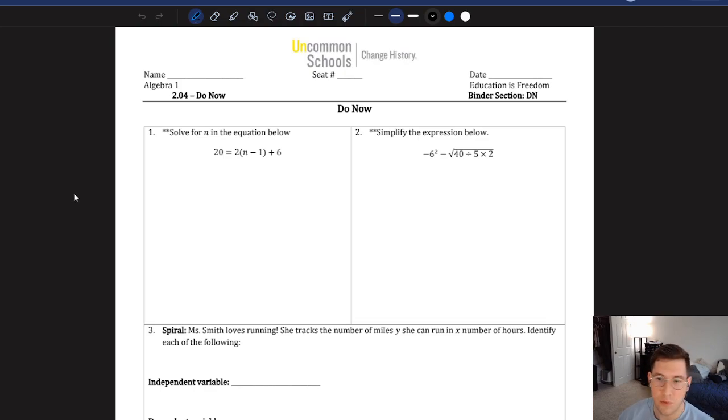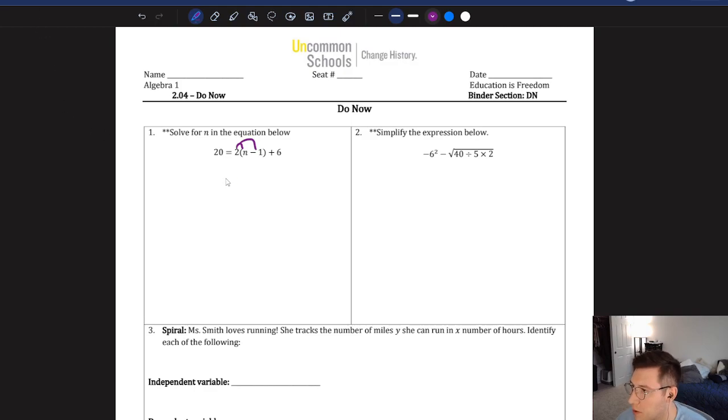You've at this point had some time to work on the do now, so we're going to quickly run through the do now. Starting with number one, here we are. If we're solving for n in the equation below, that means that we are looking to isolate n. Now, taking a look at this, the first thing I notice that needs to happen is I need to be able to distribute this 2 fully into these parentheses.